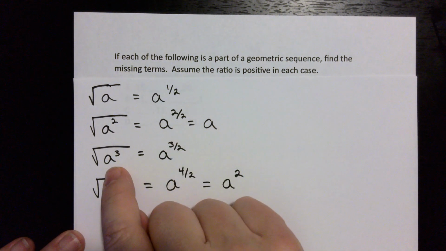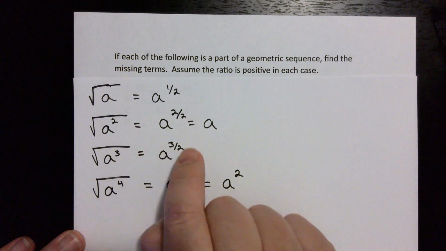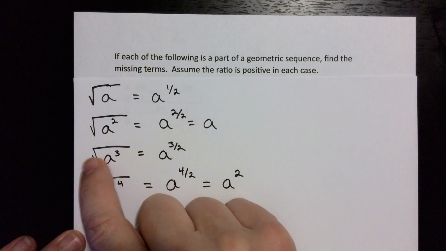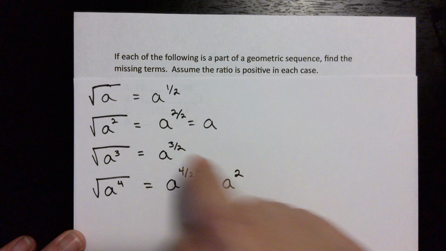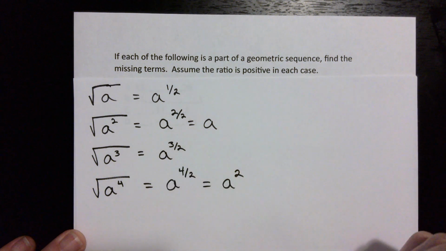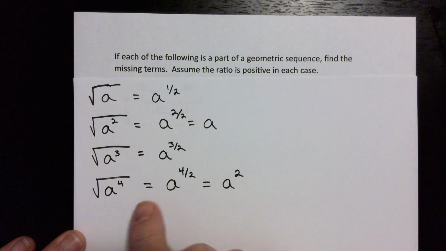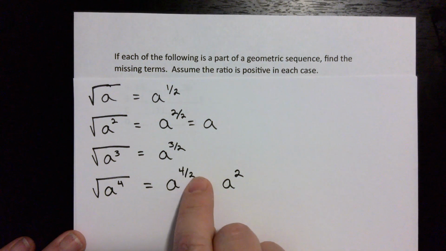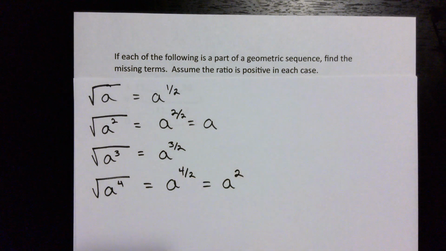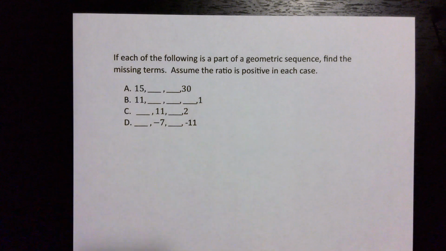Here we have the square root of a cubed, so the 3 goes on top, and the index is a 2, it's a square root, so that goes on bottom. So you have a to the 3/2. And then another one, the square root of a to the 4th, which would be a to the power of 4 divided by 2, which is a squared. So we're going to be interchanging a lot of those in these problems. I wanted to get that out of the way first. All right, let's take a look at the first problem.